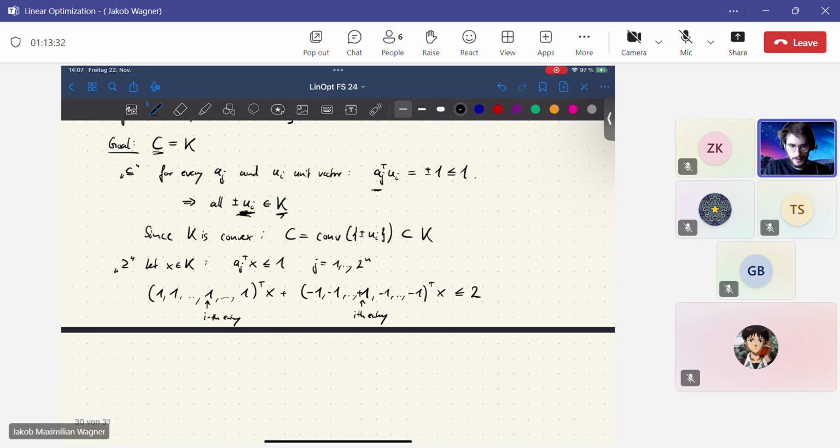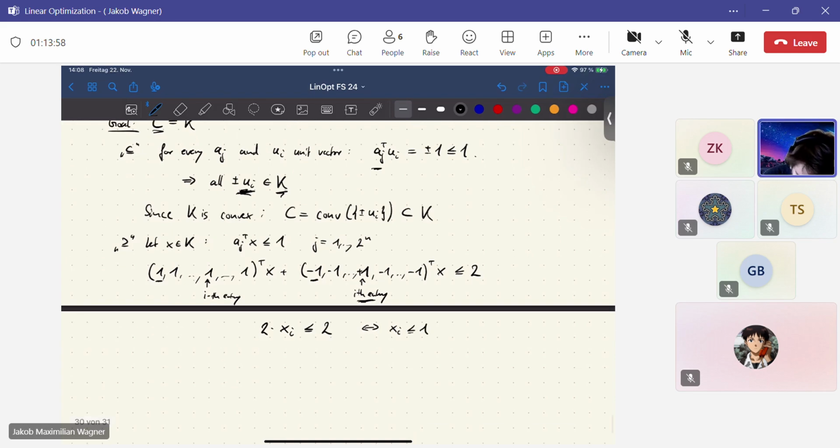Then we know that the sum of the two conditions is less or equal than 2, but because all of the ones and minus ones where we stay away from this specific entry, those cancel out. We get here that 2 times x_i is less or equal than 2, or x_i is less or equal than 1. And in the same way, we get that minus x_i is less or equal 1, so x_i is greater or equal than minus 1.